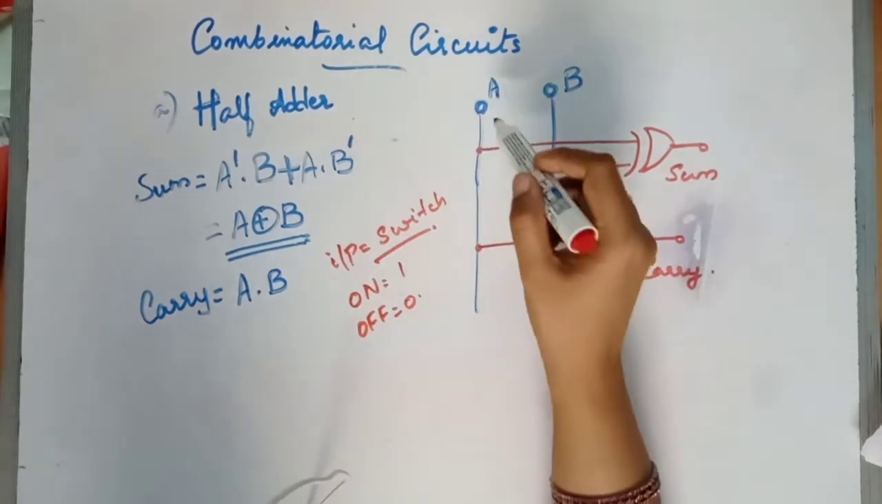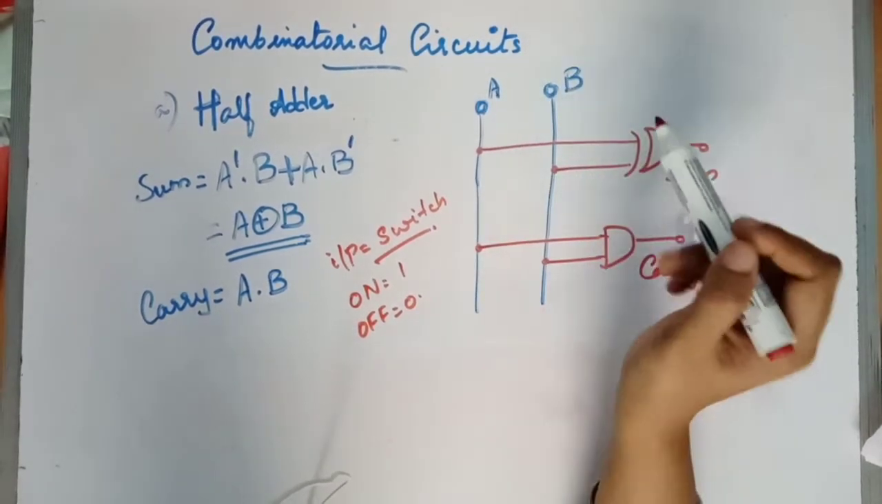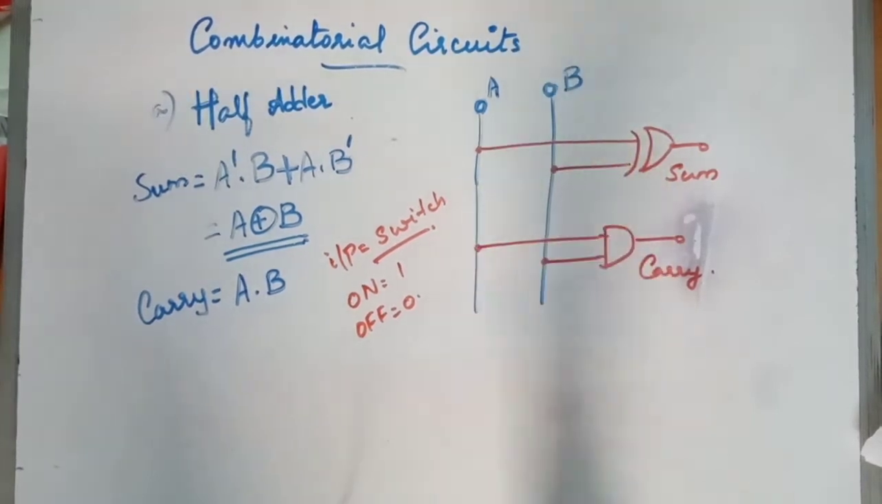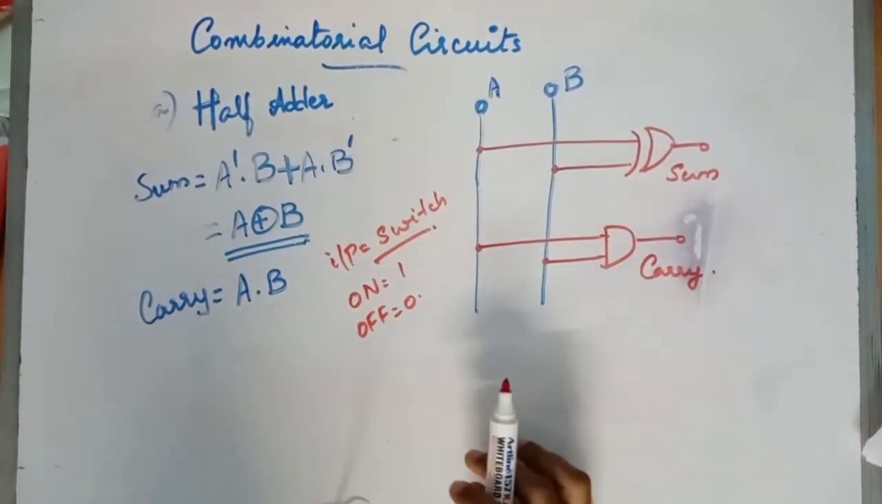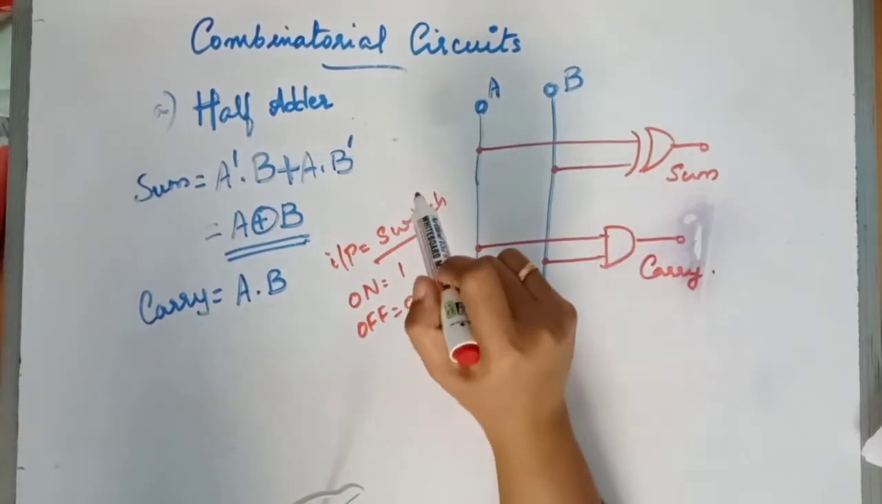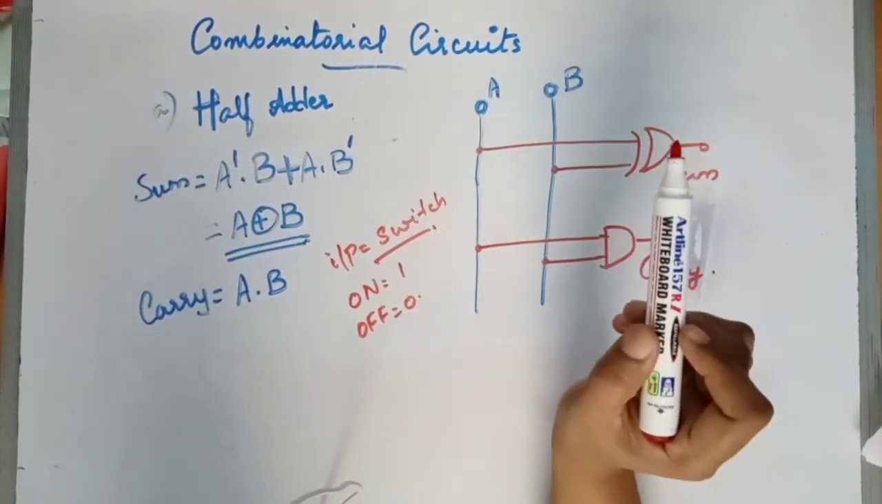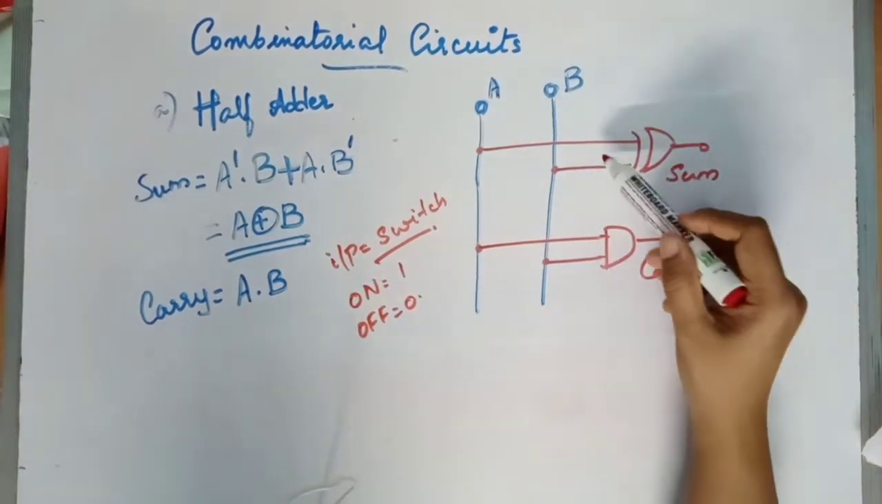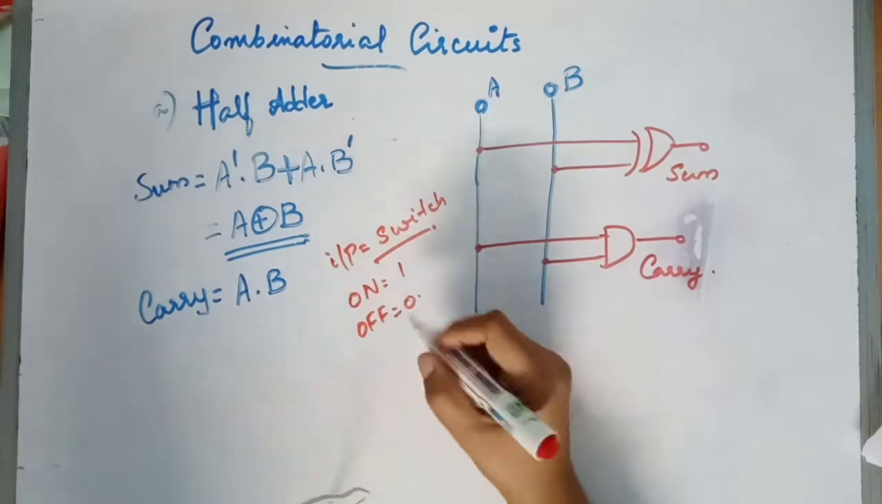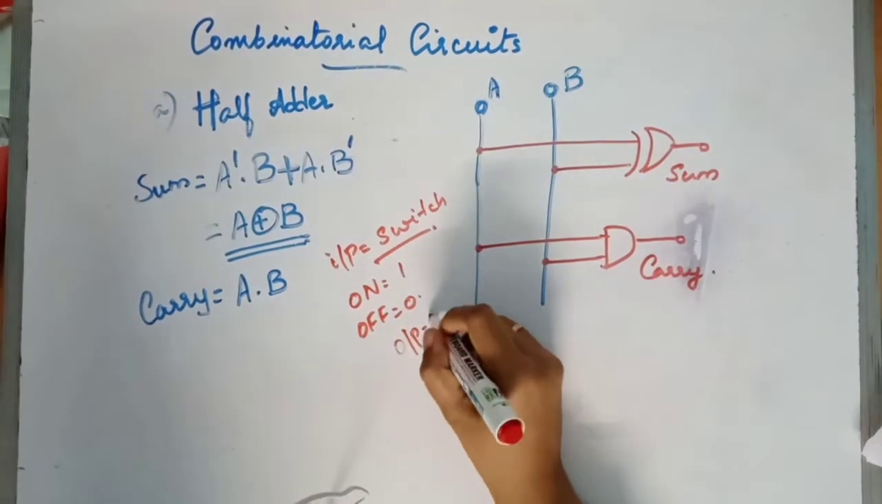So here, after wiring the circuit, you'll verify whether the truth table is correct or not. So I give 0 0 here, that is, both the switches I'll keep at off position. So 0 XOR 0. Here the output is an LED.